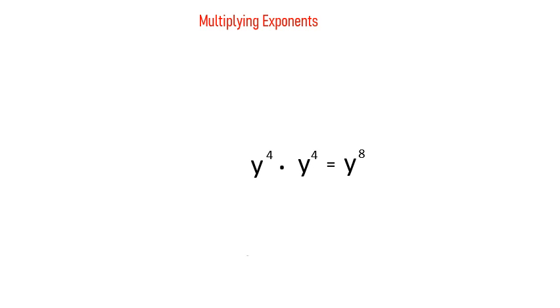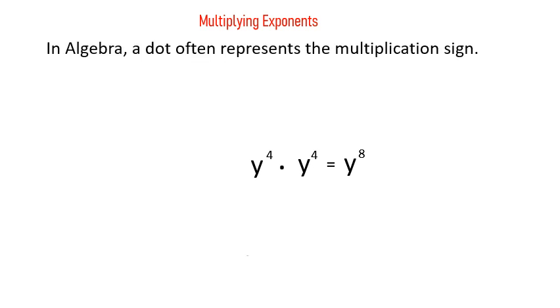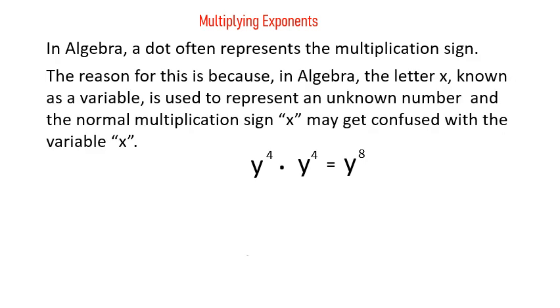Multiplying exponents. In algebra, a dot often represents the multiplication sign. The reason for this is because in algebra, the letter x, known as a variable, is used to represent an unknown number, and the normal multiplication sign x may get confused with the variable x.